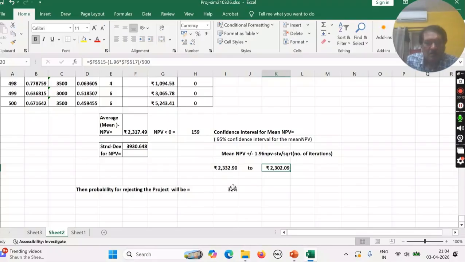And for the traditional method, what is the percentage of negative NPV? It is done here. In H15, if you add all the 1s, then you will get the negative NPV count divided by 500.